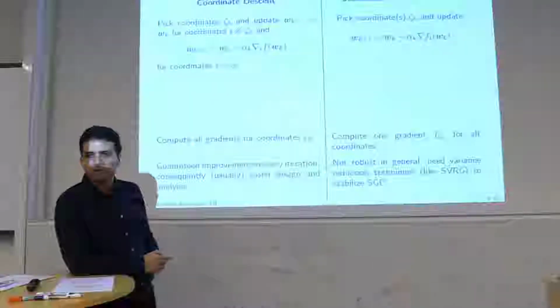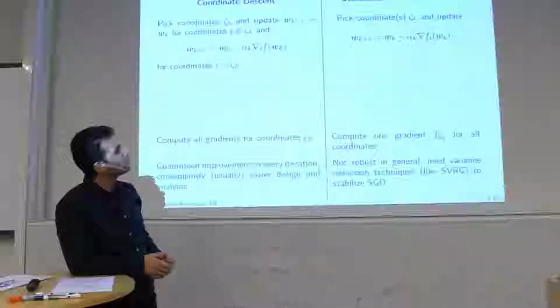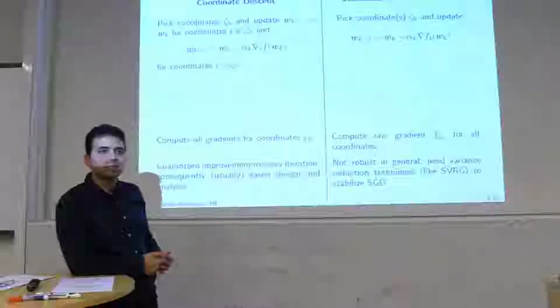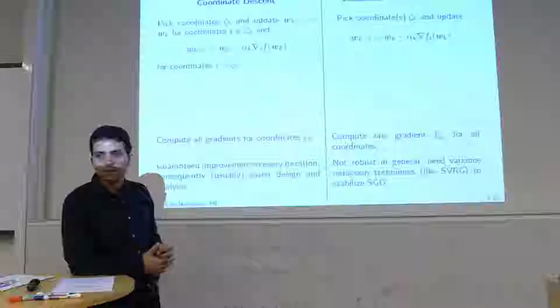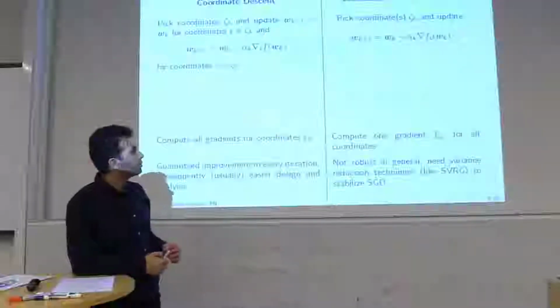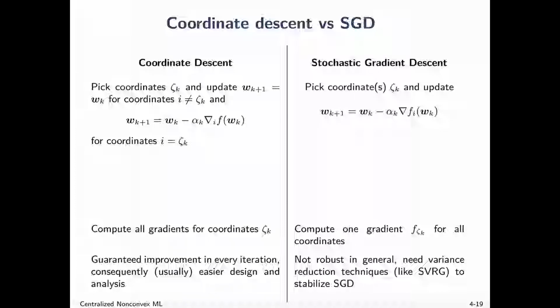So which algorithm should we choose? What do you think? Is it better to go with coordinate descent or stochastic gradient descent? Well, of course, many different versions of them as well. But what are the main differences between these two? So just to make it clear, let's put them side by side.